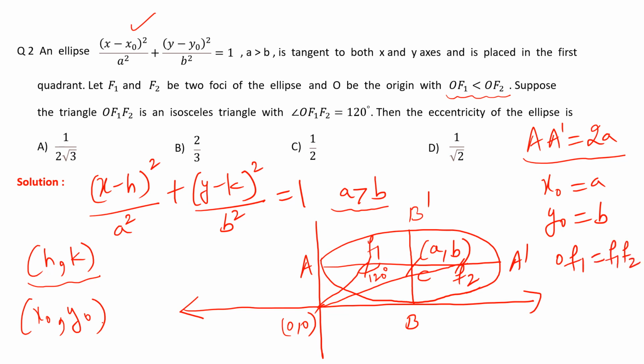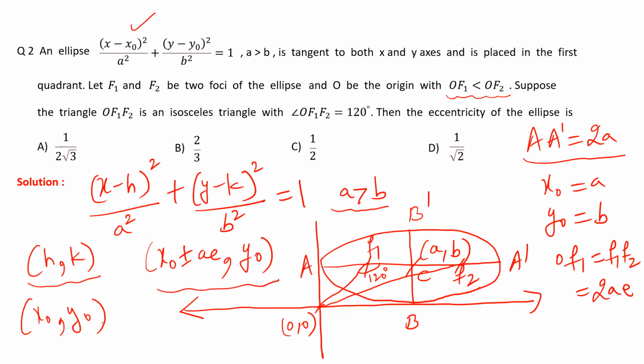Now students, you must be knowing that if the length of the major axis of horizontal ellipse is 2a and e is its eccentricity, then the distance between two foci is always 2ae, right? So that means OF1 is equal to 2ae. And if by using the concept of shifting of origin, I write the coordinates of the foci F1 and F2, then I'm going to get x naught plus minus ae comma y naught.